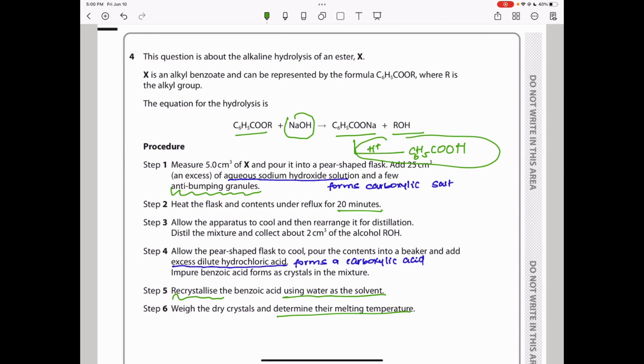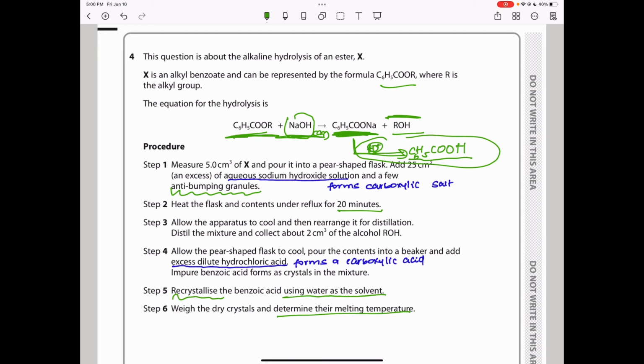This question is about the alkaline hydrolysis of an ester. They say X is an alkyl benzoate and can be represented by the formula shown, where R is an alkyl group. So here we see this is the ester, that is sodium hydroxide. Of course, it's going to be aqueous because this is alkaline hydrolysis. When alkaline hydrolysis is carried out, we create a carboxylic salt and an alcohol. This carboxylic salt can be reacted with H plus or an acid to produce a carboxylic acid.